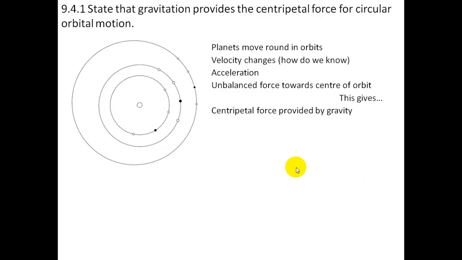This centripetal force is caused by gravity, the force of gravity, and here we have it. According to Newton, the force of gravity, GMm over r squared, will provide an unbalanced force, which is the centripetal force, which is m times a, where a is v squared over r, the centripetal acceleration. So we have these equations, and these terms are equal.